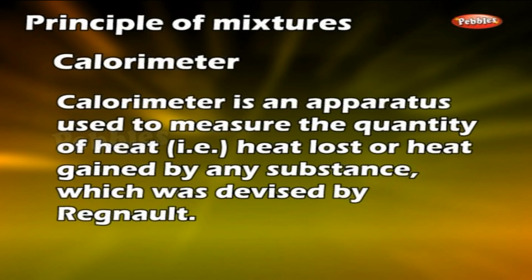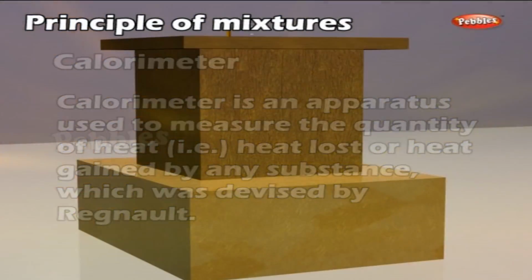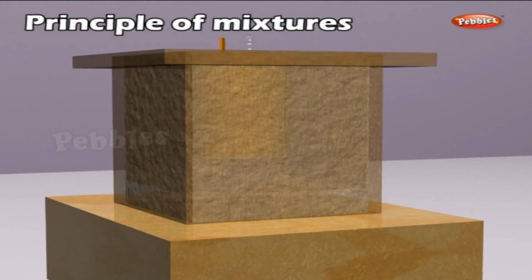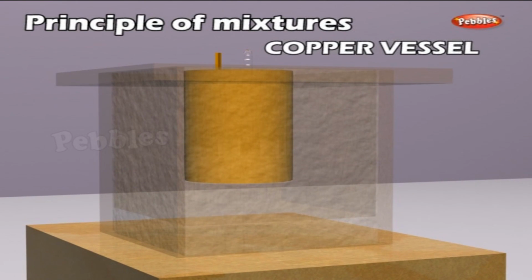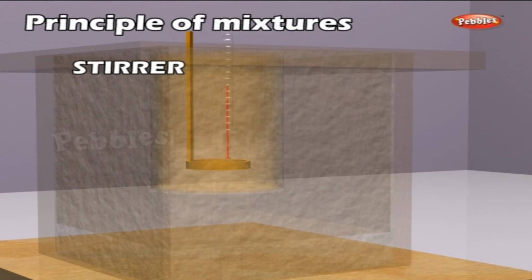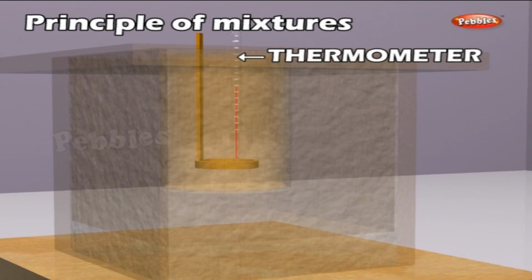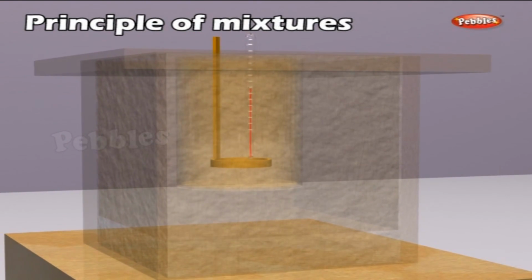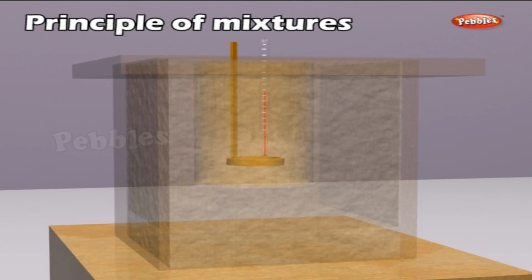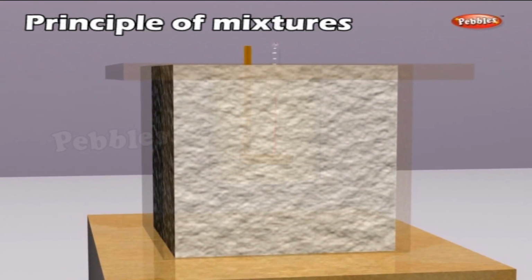Calorimeter is an apparatus used to measure the quantity of heat, that is, heat lost or heat gained by any substance, which was devised by Regnault. It consists of a small cylindrical, well-polished copper vessel provided with a stirrer of the same material, which is used to maintain uniformity in the temperature. The calorimeter is brightly polished to reduce the heat loss due to radiation.